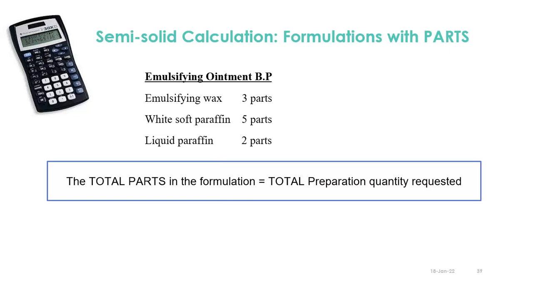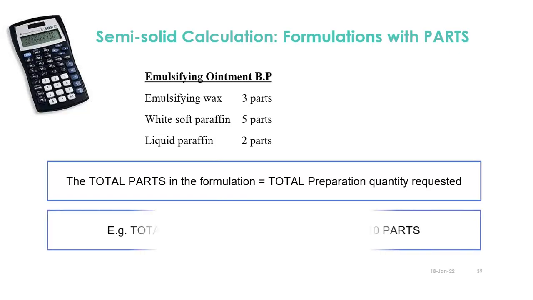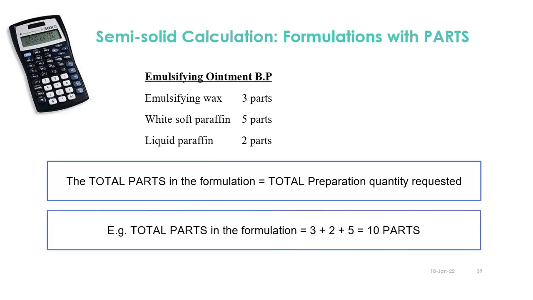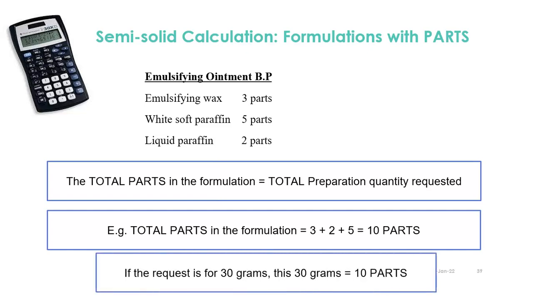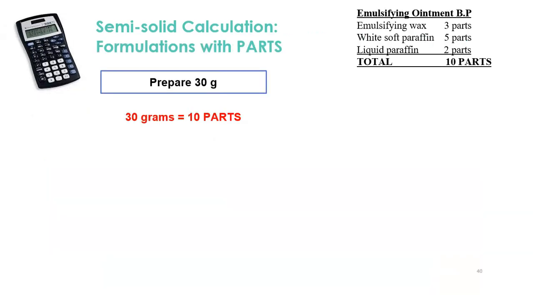Now the total parts of the formulation is equal to the total for the preparation being requested. Always remember that. So if this total formulation is 10 parts and I am being asked to make 30 grams of ointment, then 10 parts is equal to 30 grams. That's how we normally look at the recipe.